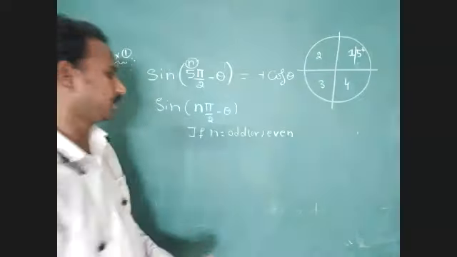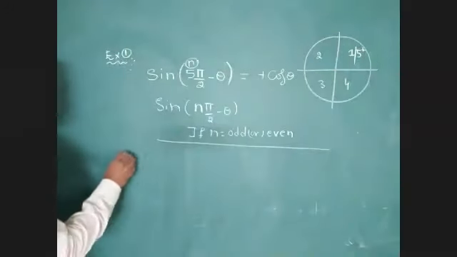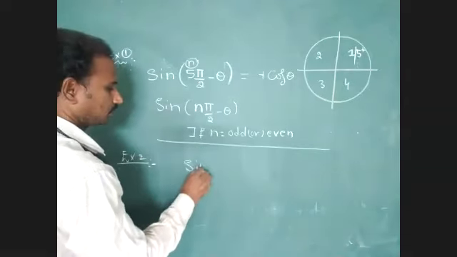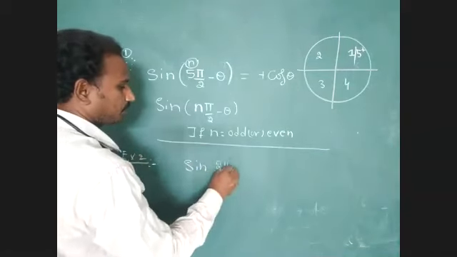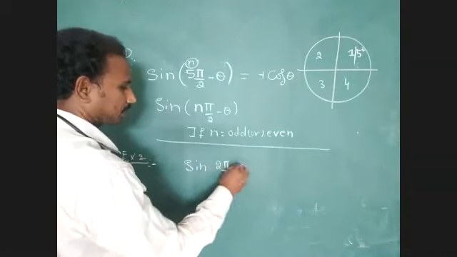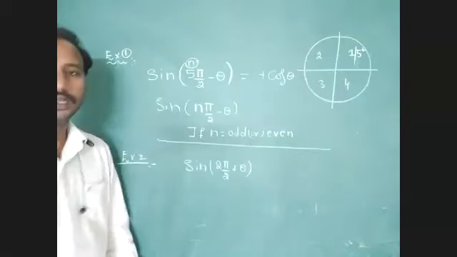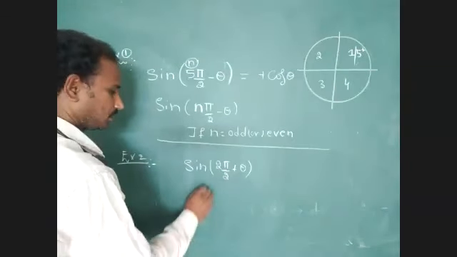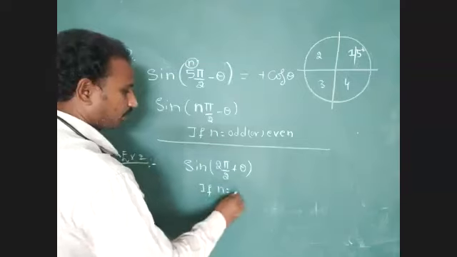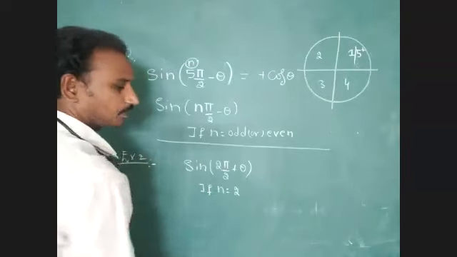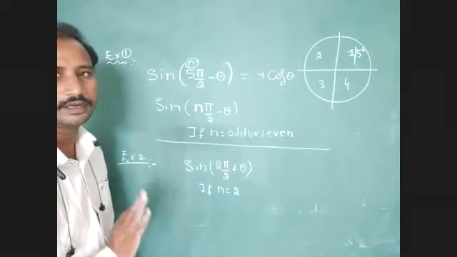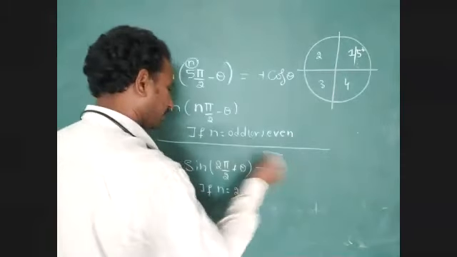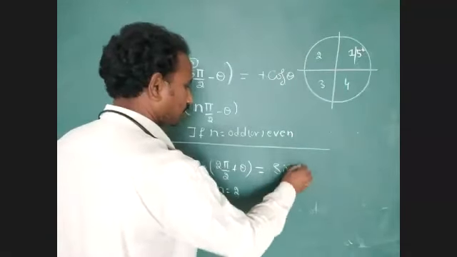Do you have any doubt? One more example problem I can explain for you. Example 2: sine of 2 pi by 2 plus theta. Now we have to consider this n number. If n is an even number, n equals 2. Trigonometric function does not change. Yes or no? As it is, we write sine theta.